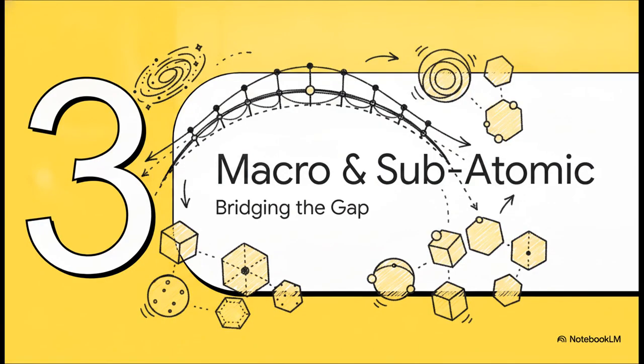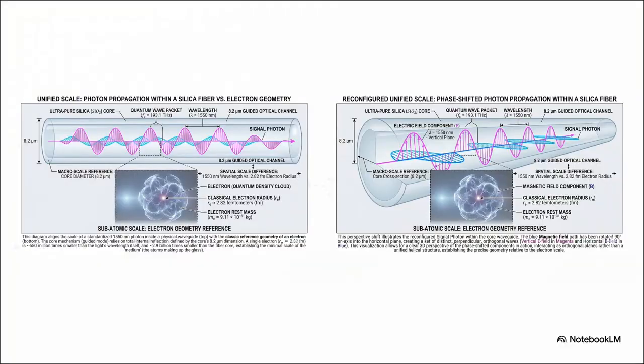All right, Section 3. Bridging the macro and the subatomic. Let's see how these worlds connect. So, visualizing this shift to a unified geometry is super helpful. Usually, when we align a standard 1550 nanometer photon inside a silica waveguide, we represent it with just flat magenta and blue waves. But if we shift to a reconfigured 3D phase-shifted perspective, it totally changes the game. It reveals these components interacting as precise 3D geometry relative to the electron scale.